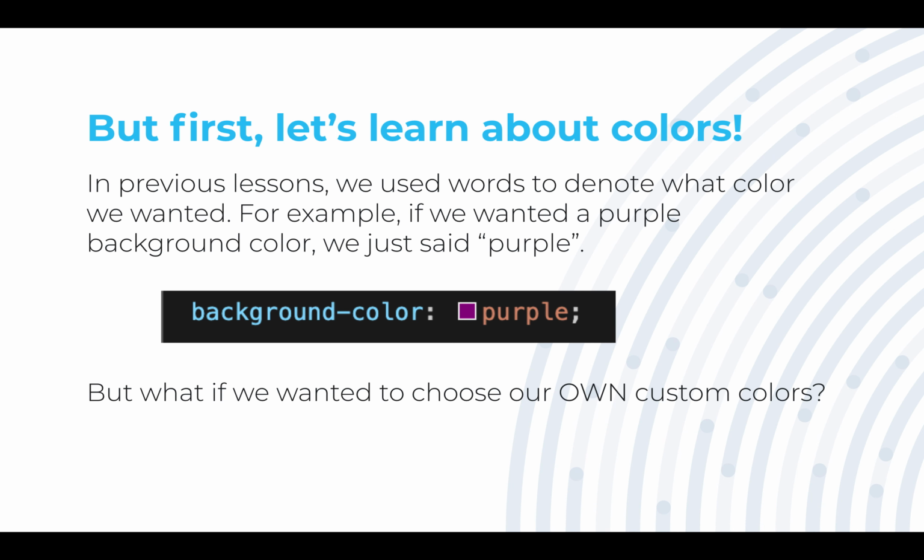So first we're going to learn about colors, and in previous lessons we used the word to denote what color we wanted. So if we wanted purple, we would just say purple. But what if we wanted to choose our own custom colors? Like instead of just purple, maybe a particular shade of purple that you really like. And we can't just do that using words. There are a lot of options, but using our own custom colors is a lot better and a lot more precise.